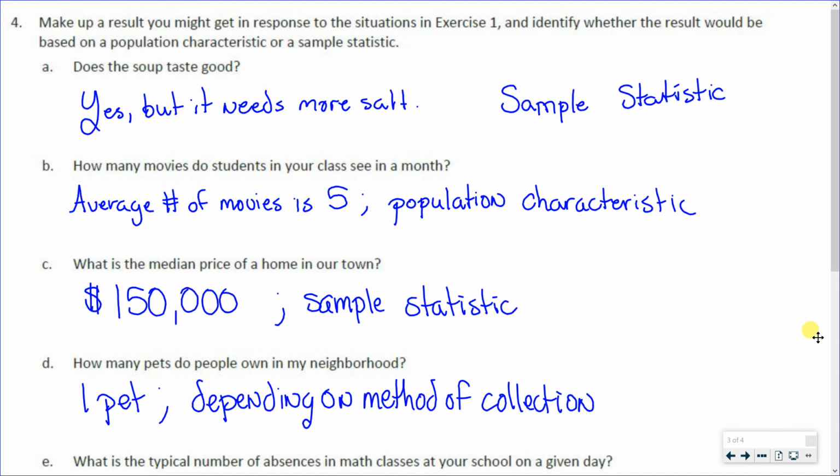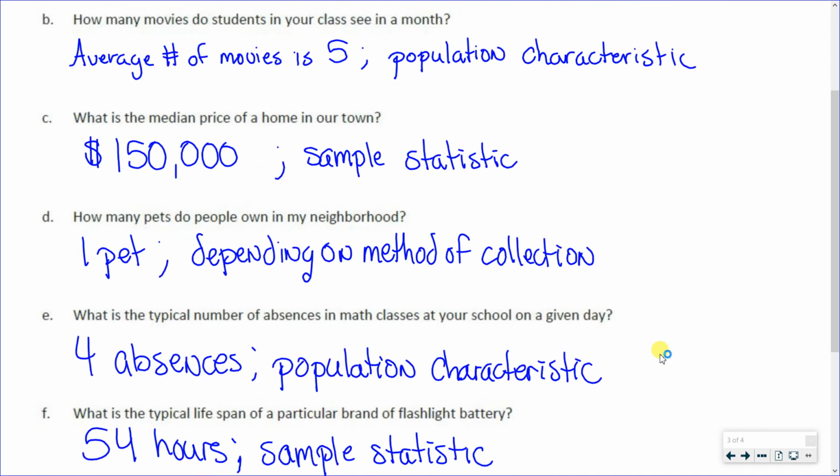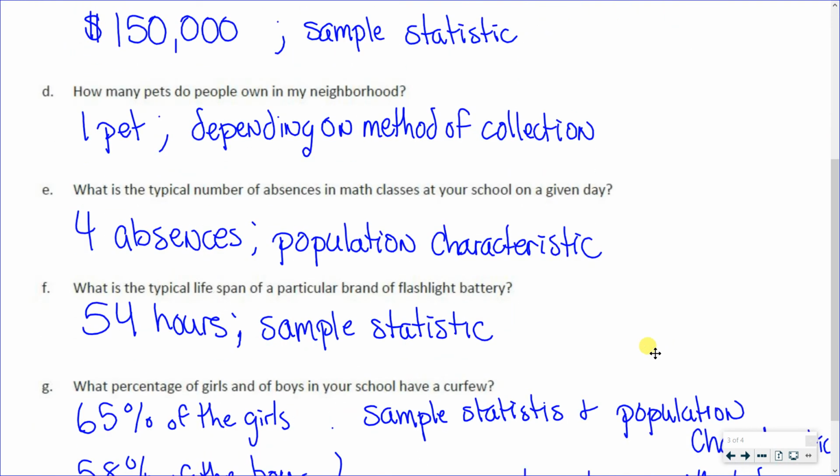Okay. How many pets do people own in my neighborhood? All right, an example answer is 1 pet. You could write down 2. You could write down 5. You could write down 10. It's your choice. This is just one possible answer.